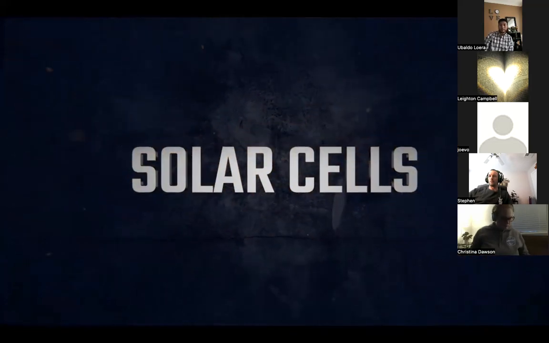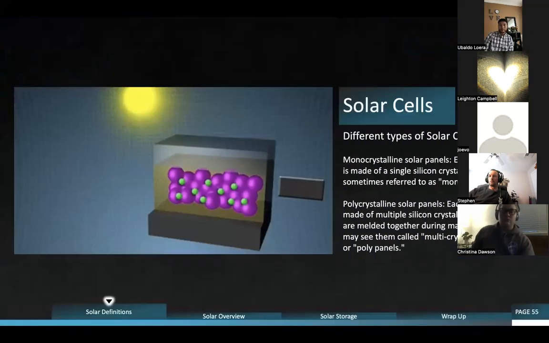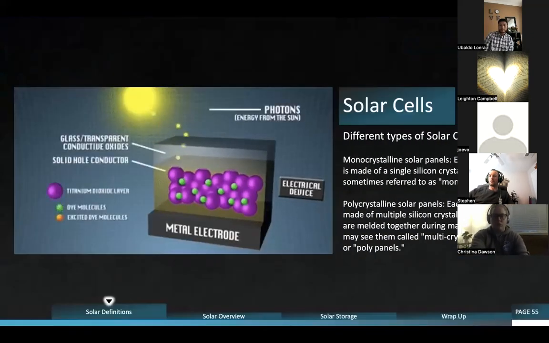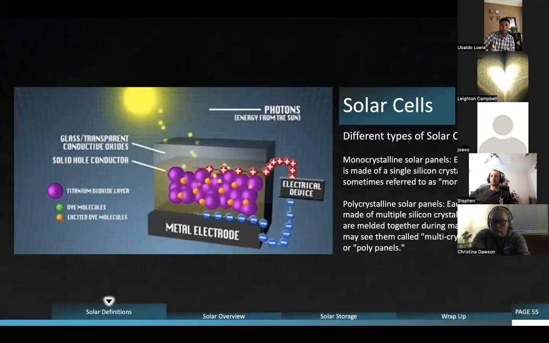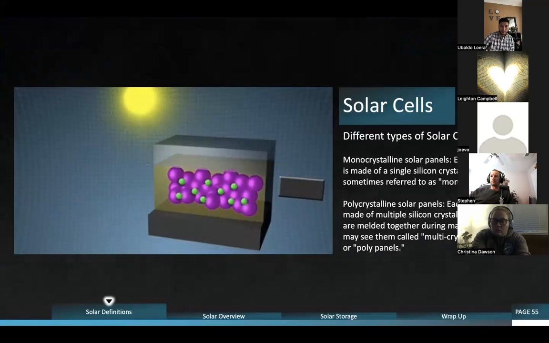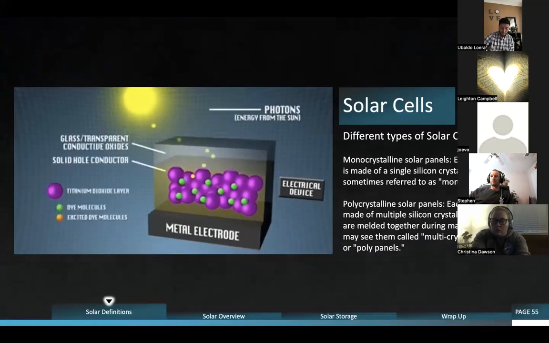Let's talk a little bit about solar cells. There are two different types of solar cells. There's monocrystalline solar panels. Each solar PV panel is made up of a single silicon cell. These are sometimes referred to as mono solar panels, okay? Polycrystalline solar panels. Each PV cell is made up of multiple silicon fragments that are melded together during the manufacturing process. You may see these called multicrystalline or polycrystalline panels or poly panels.